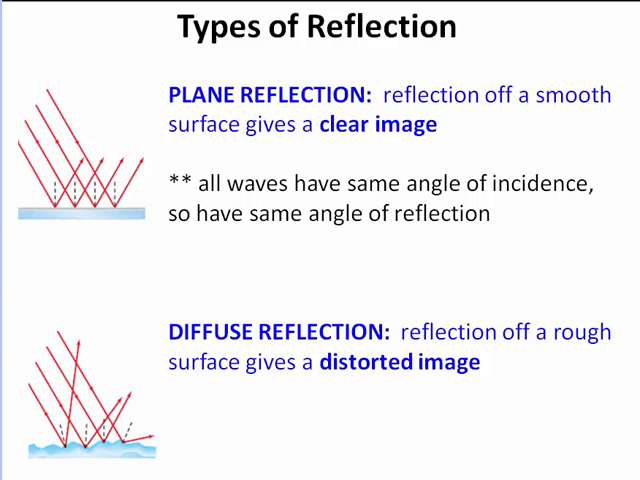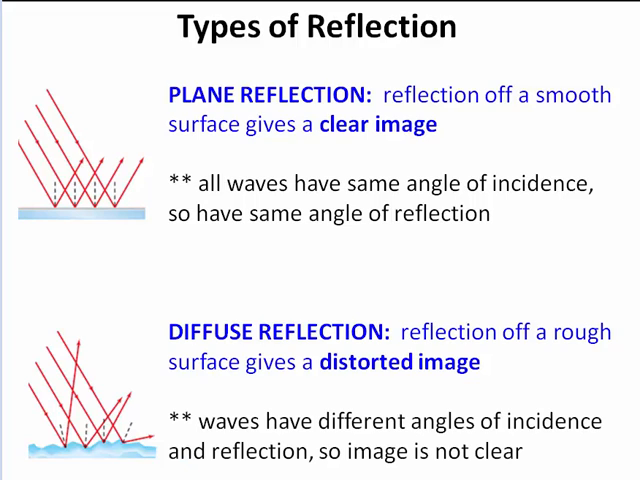Most surfaces will give you diffuse reflection. You may not get any image at all. My lab counters and tables reflect some light, and sometimes you'll be able to see a shadowy reflection of your face on the table, but it's not a clear image like from your bathroom mirror. This is diffuse reflection. Diffuse reflection happens because each ray of light has a different angle of incidence, and therefore has a different angle of reflection. So rays that are parallel going in are no longer parallel going out. So to recap, plane reflection gives a clear image, while diffuse reflection gives a distorted image.